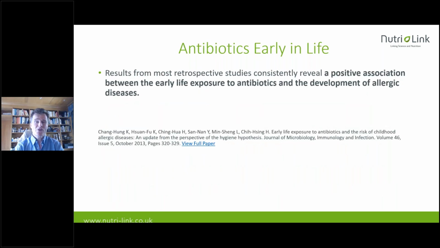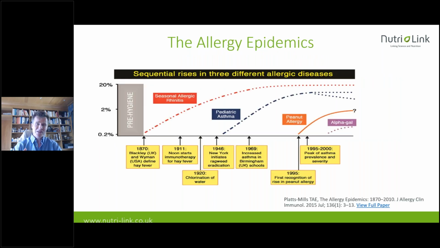Antibiotics early in life. There is a positive association between the early life exposure to antibiotics and the development of allergic diseases. So that supports the notion of a gut microbiome being diminished. And here we have a nice graph showing the allergy epidemics that have occurred in time. And it's pre-hygiene, before 1870, although of course we were living in houses then compared to huts. And we can see that there are various different manifestations that have occurred.